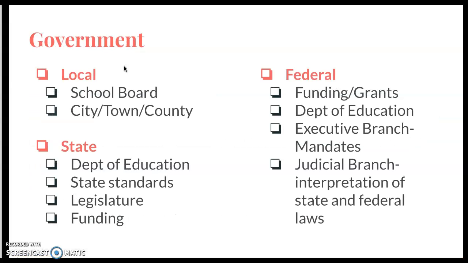And then lastly, our government. So we have three basic levels when we refer to government: local, state, and federal. So local, we all have our school board. There's usually an elected school board, whether that's in the town or the county that you're in. And that's going to impact the curriculum changes and resources and things of that nature. So it's important to understand that relationship.